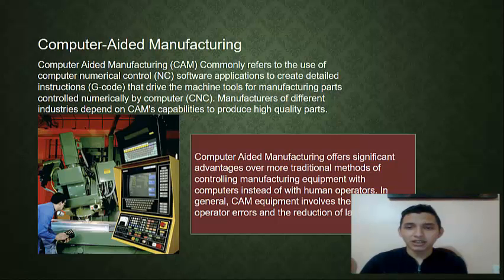CAM systems can maximize the use of the wide range of production equipment, including high-speed, 5-axis, multifunctional, and turning machines, electrical discharge machining, and CMM equipment inspections.